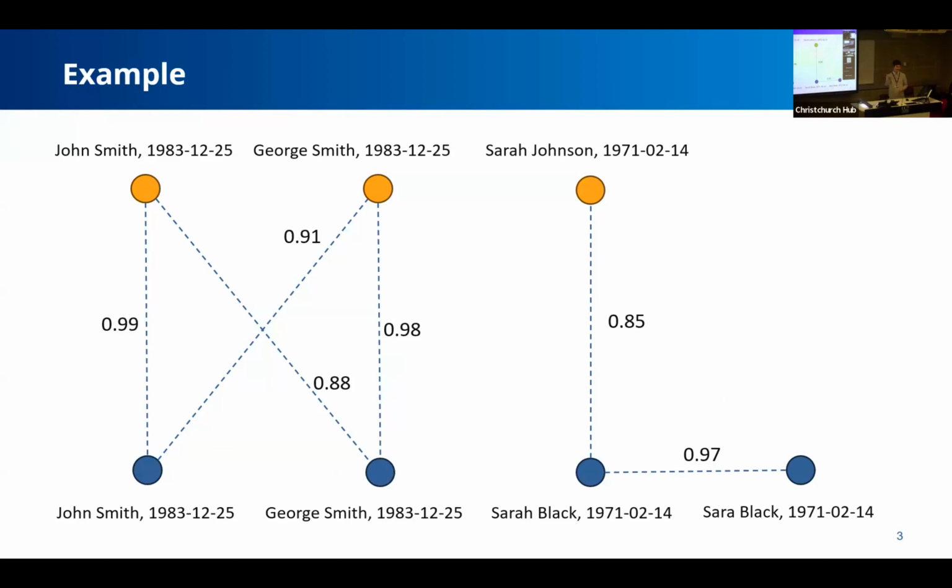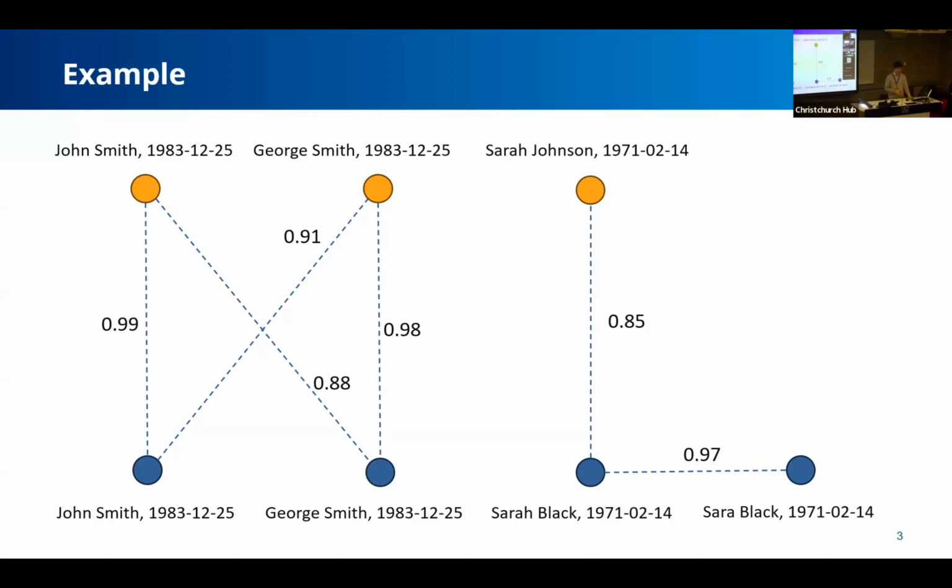Someone from the audience. 4. Zach thinks 4. All right, 3. I'm going to go with 3. So my thought is John Smith is one person. George Smith might be his twin. Sarah Johnson and Sarah Black are likely the same person, but with a name change.